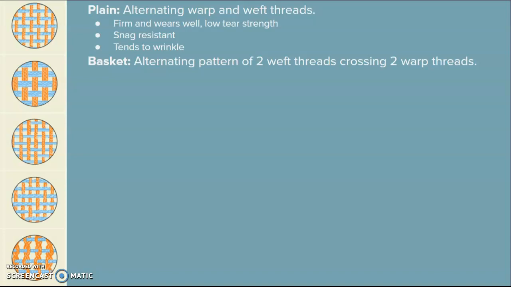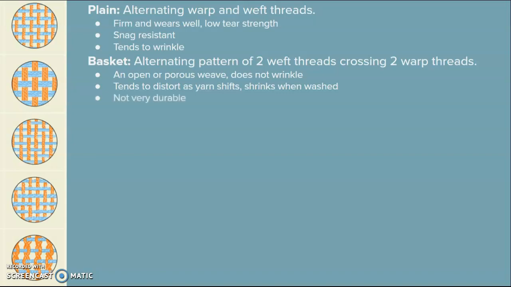The basket weave is very similar to the plain weave, but instead it uses 2 warp and 2 weft threads. So this is an alternating pattern of 2 weft threads crossing over 2 warp threads. It is an open or porous weave, and it does not wrinkle. It tends to distort as yarn shifts and shrinks when it is washed. It is not very durable.